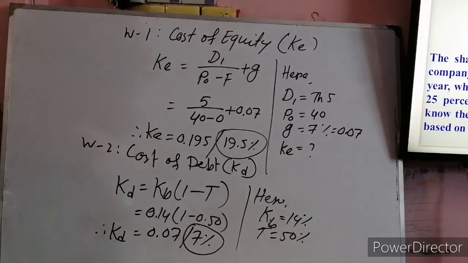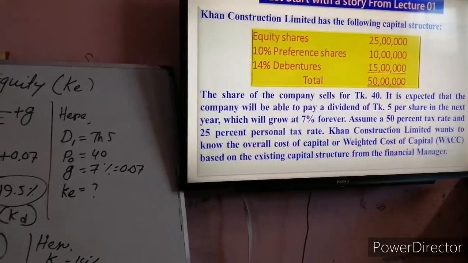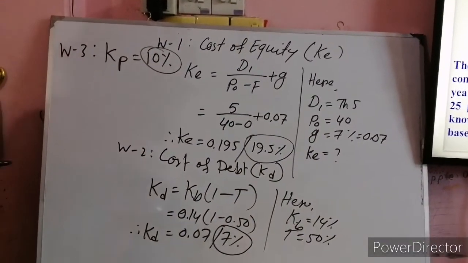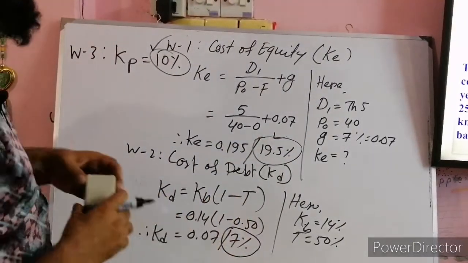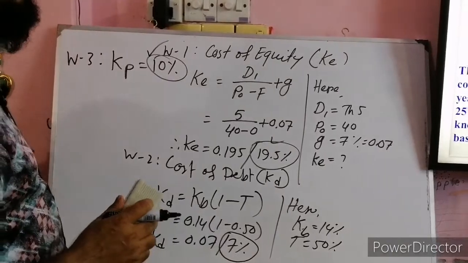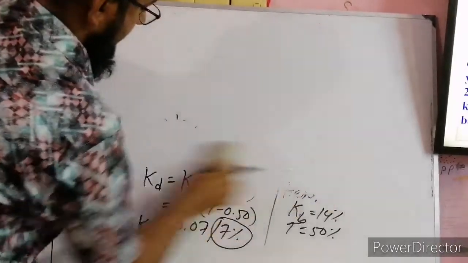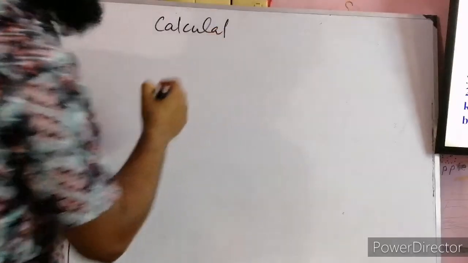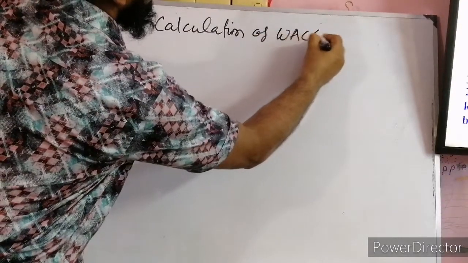So the rest is preference share. There is nothing in the question regarding preference share. So W3, KP equal to 10%. There are 3 sources given in the question and you have already found 3 costs. Now you can answer the questions of your boss. That is, what will be the overall cost of capital or weighted average cost of capital? Calculation of WACC.